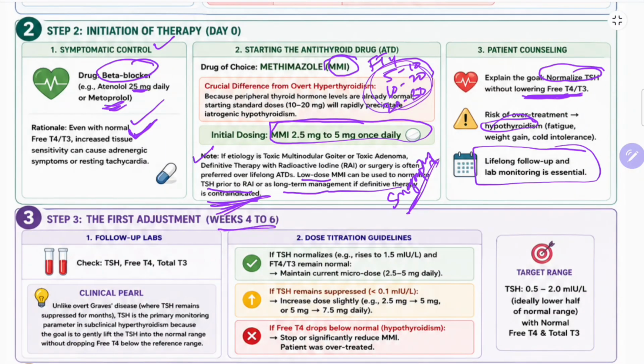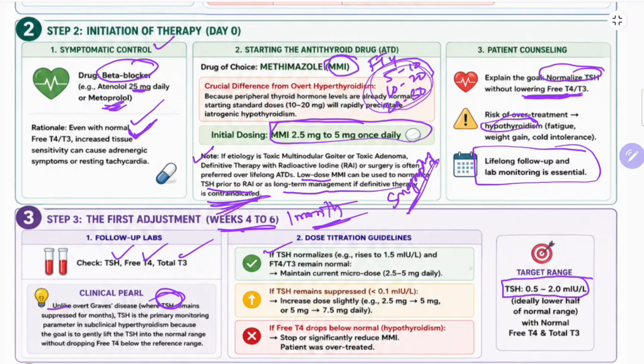Now after 1 month, or you can say 4 to 6 weeks, we will do TSH, free T4, and total T3. Here we will see the TSH value. That is the managing point. Now what will be the goal of TSH? The goal will be to keep the TSH between 0.5 and 2. In this range the goal should be there.